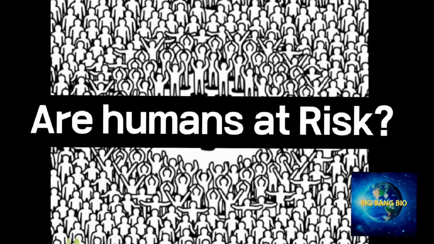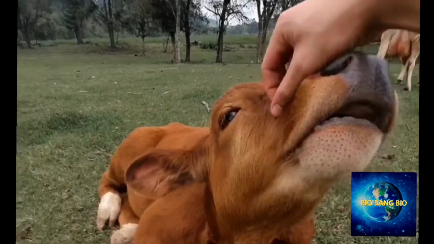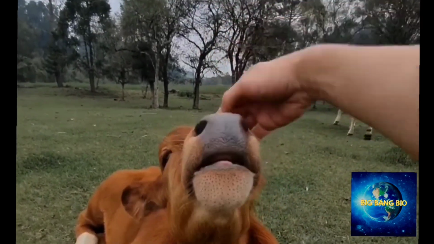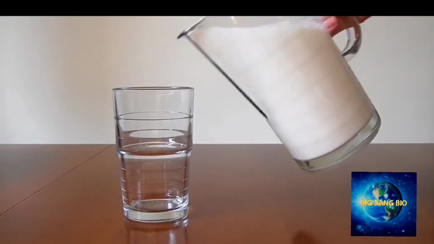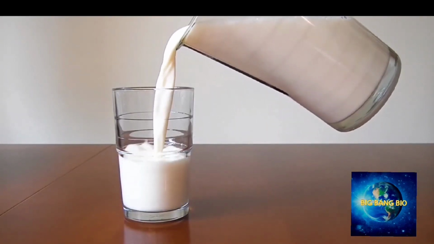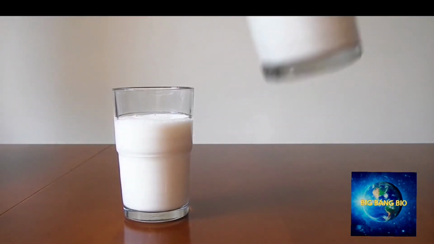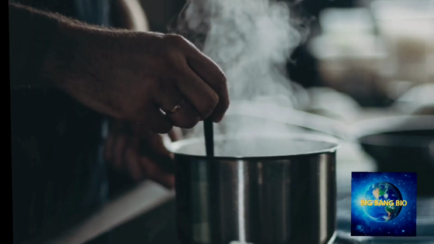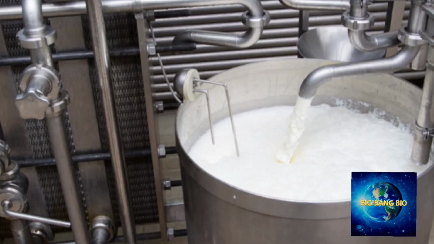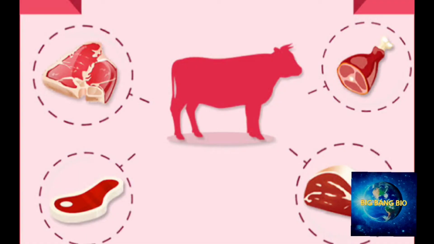Are humans at risk? The disease is not zoonotic, meaning it does not spread from animals to humans. While the virus does not spread to humans, milk production by infected animals will be fit for human consumption only after boiling or pasteurization. Meat from cattle infected by lumpy skin disease is not harmful for humans. Meat should be consumed after a proper heat treatment.